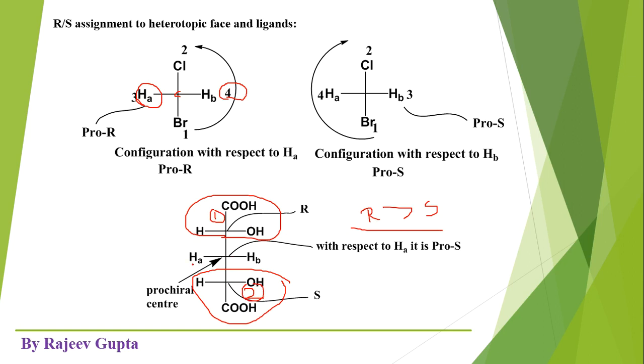If we choose Ha, then with respect to Ha, Ha will get number 3 and Hb number 4. Now the 1 to 2 and 2 to 3 movement gives an arc in the clockwise direction, so it should be pro-R. But the fourth priority group, Hb, is present on the horizontal line in this Fischer projection, so we reverse our answer. So with respect to Ha, this pro-chiral center has the configuration pro-S.